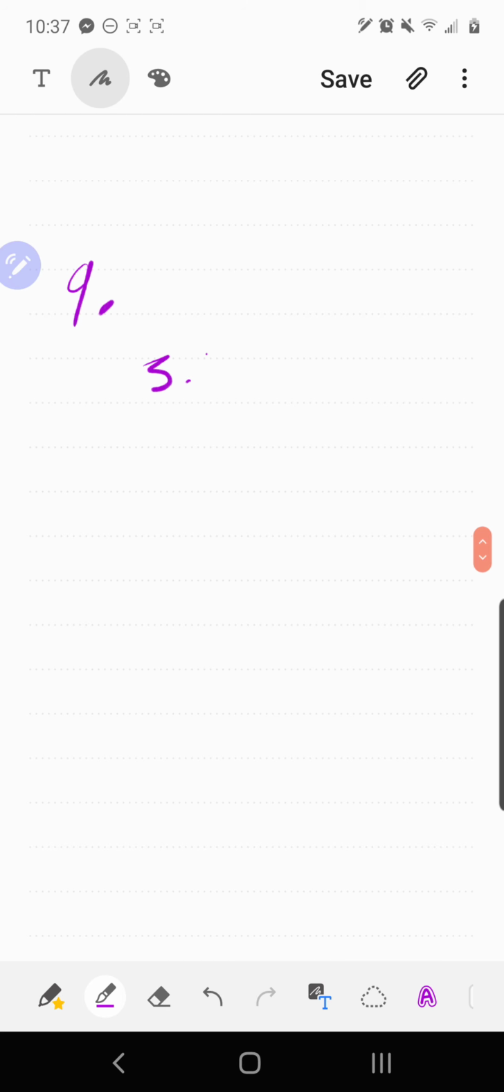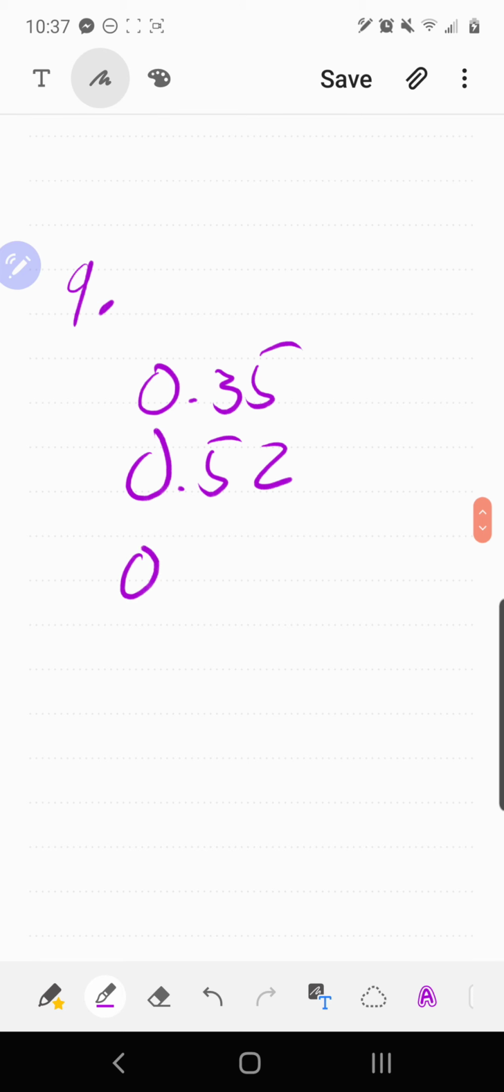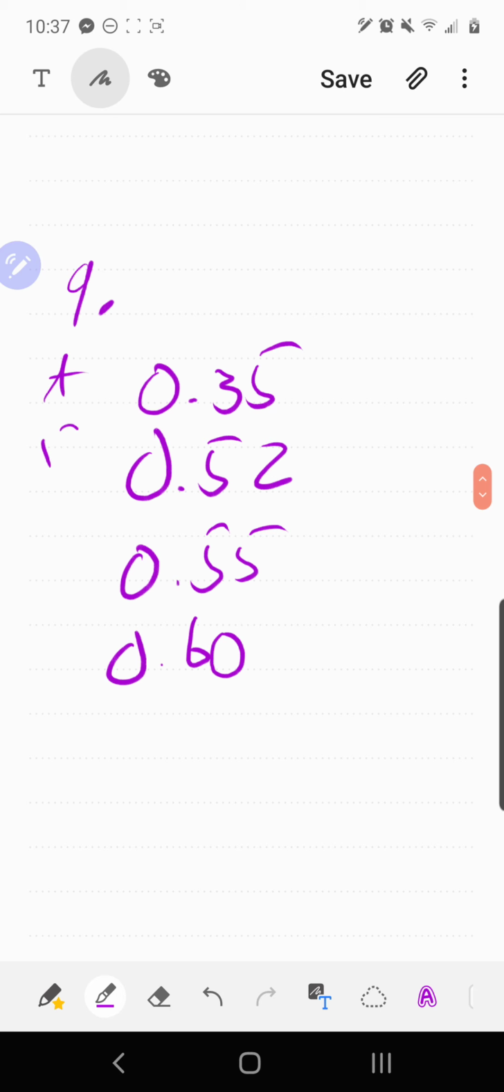We have 3.5, 0.35, 0.52, 0.55, and 0.60. Which one of these could be a Poisson's ratio? I'll give you guys a couple seconds.